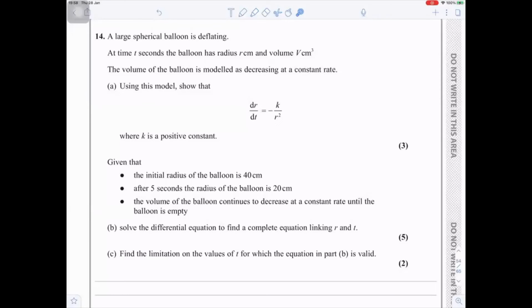Question 14. A large spherical balloon is deflating. At time t seconds, the balloon has radius r centimeters and volume V centimeters cubed. The volume of the balloon is modeled as decreasing at a constant rate. Using this model, show that dr over dt is minus k over r squared, where k is a positive constant. Given that the initial radius of the balloon is 40 centimeters, after 5 seconds, the radius of the balloon is 20 centimeters. The volume of the balloon continues to decrease at a constant rate until the balloon is empty. Solve the differential equation to find a complete equation linking r and t. Find the limitation on the values of t for which the equation in part B is valid.